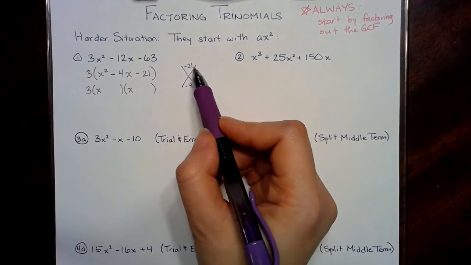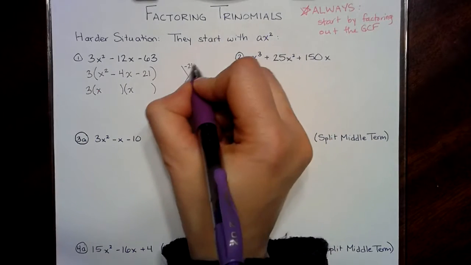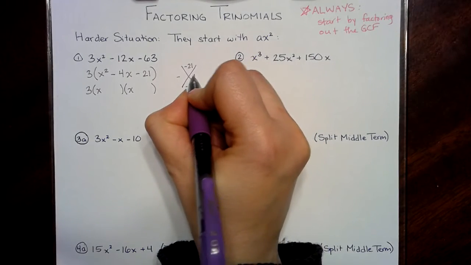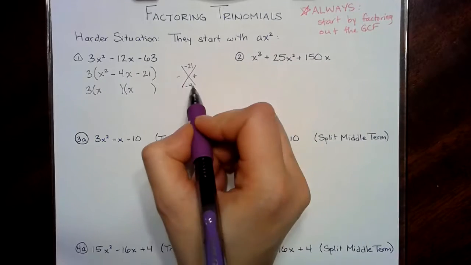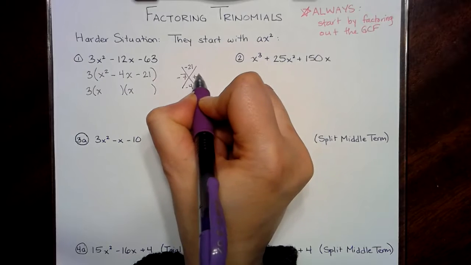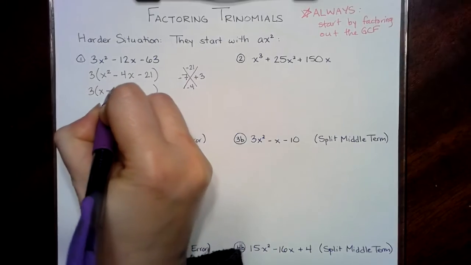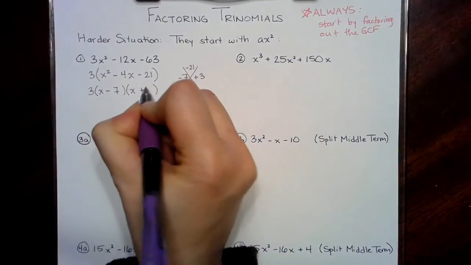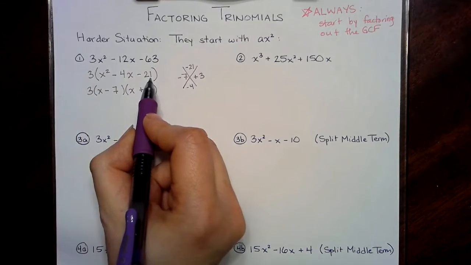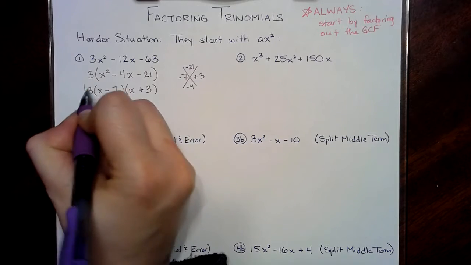So, what is going to multiply to negative 21 and add up to negative 4? In this case, I have a negative here, so one of my numbers will be negative, the other will be positive. And 21 is 3 and 7, so if I pick a negative 7 and a positive 3, they will add up to negative 4. So I will get x minus 7 and x plus 3 as these two factors that will multiply to x squared minus 4x minus 21. And the 3 is just going to stay out in front.